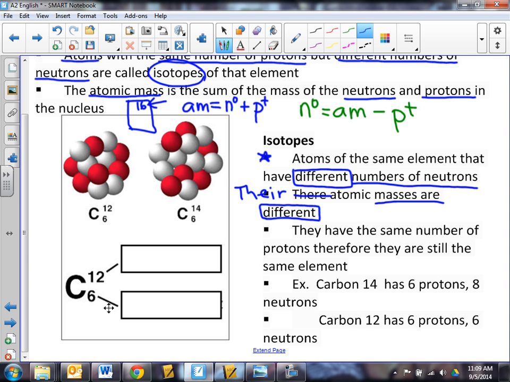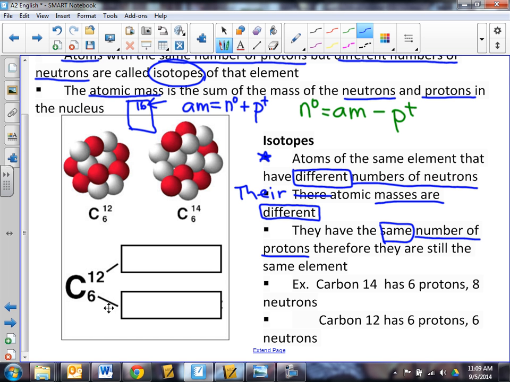What is the same? They have the same number of protons. So they're still the same element. And I would ask you on a quiz or on a test, not just to tell me what's different between isotopes, but to tell me what is the same, because they definitely have this in common. They have the same number of protons.